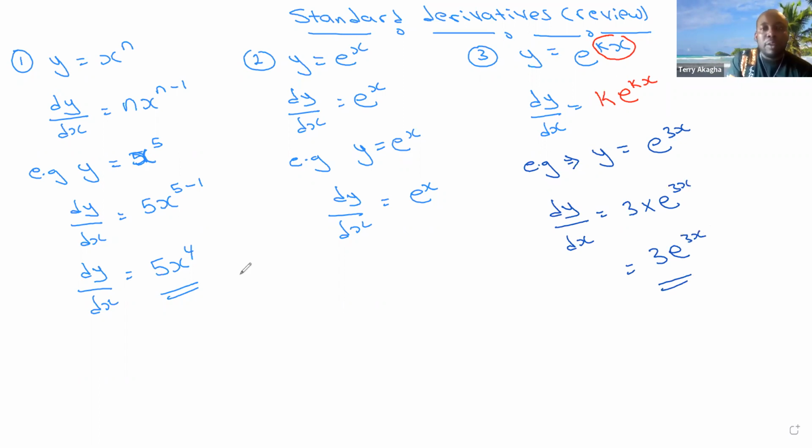Okay, so a quick review. The first one, when you differentiate, you bring down the n, and you subtract 1. When you differentiate e raised to the power x, it's going to give you e raised to the power x. When you have e raised to the power kx, you differentiate the kx, and you bring down the original equation back.